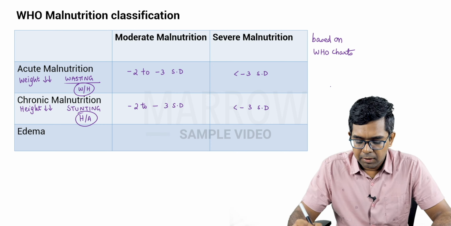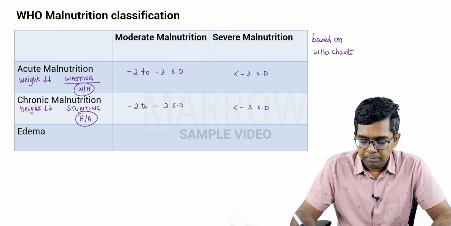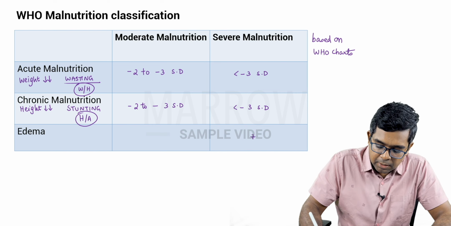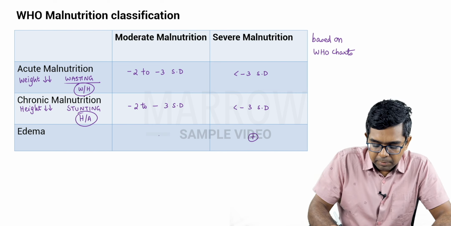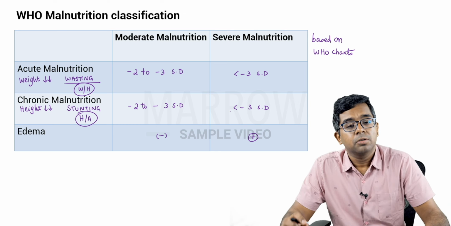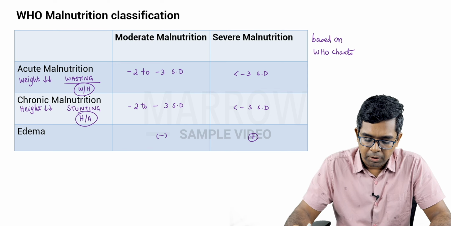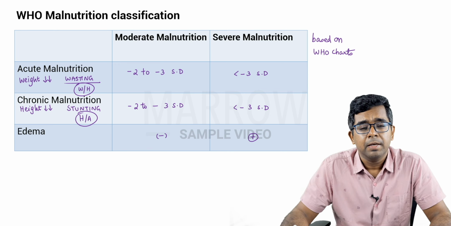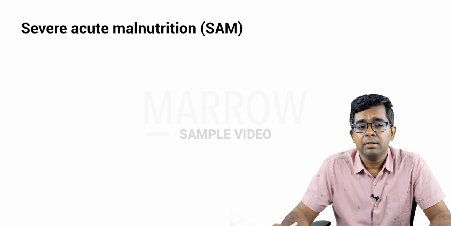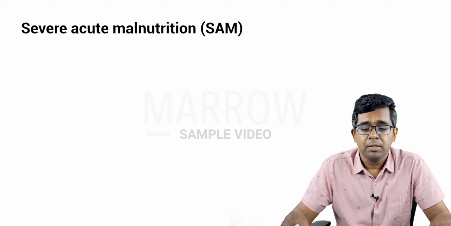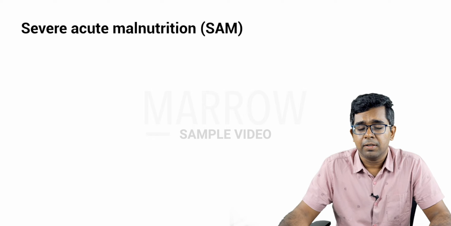Okay, right. And one more last thing is the edema. If edema is present, it is categorized under severe malnutrition. So this will be the WHO's classification of malnutrition. Now next we move on to something called severe acute malnutrition, an important condition to be remembered. Some points have been asked so many times in your exams.